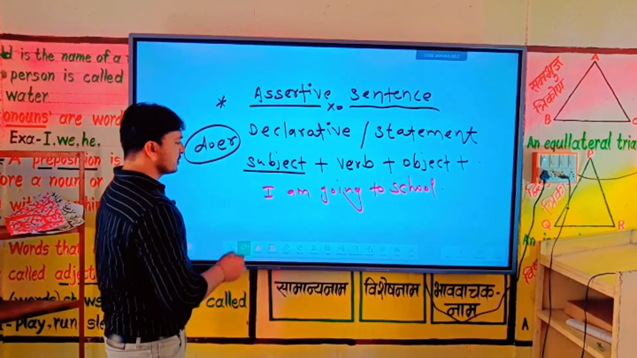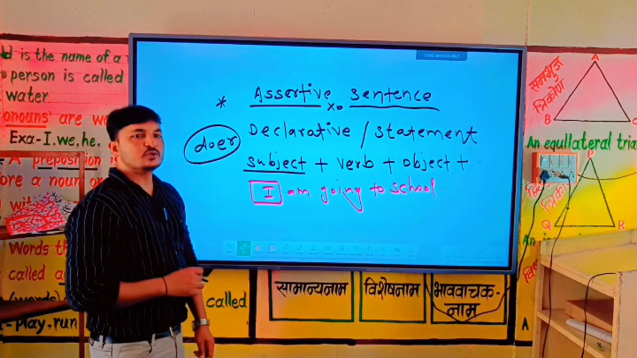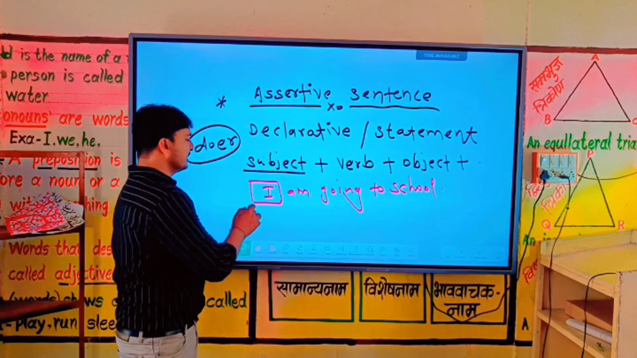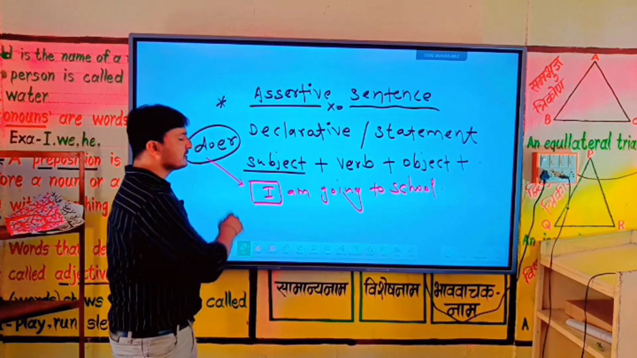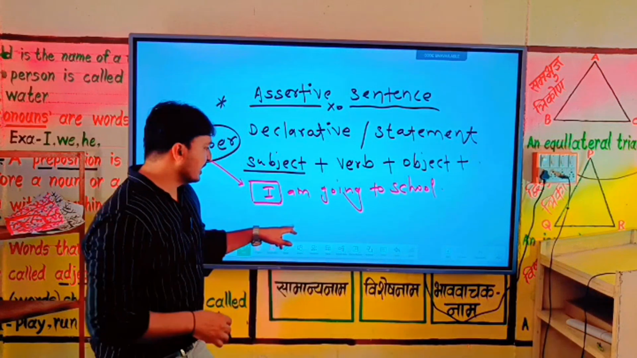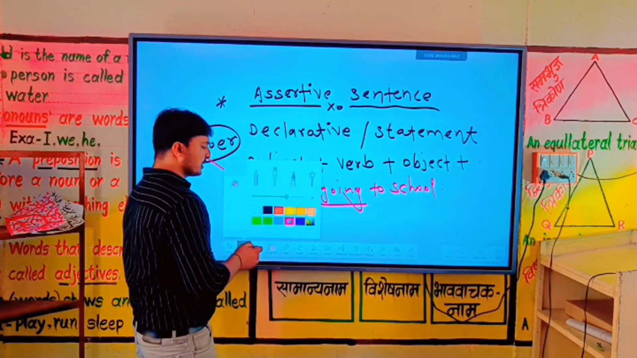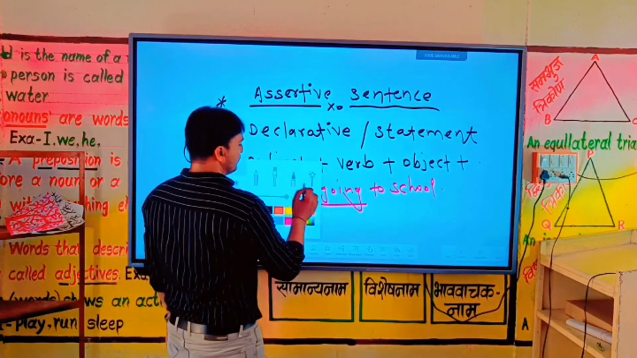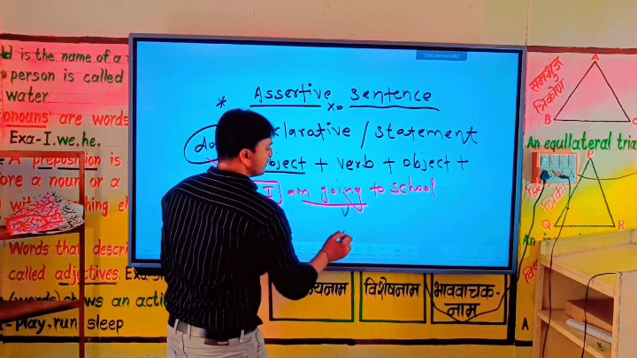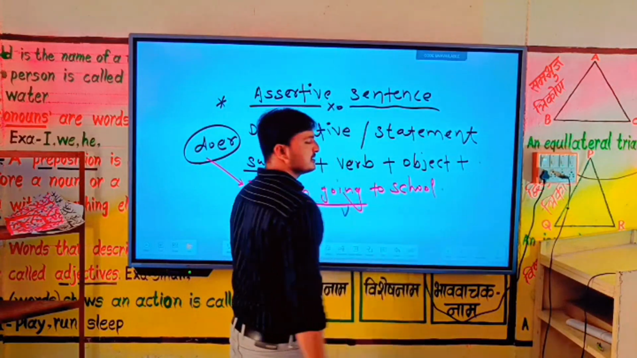Example of assertive sentence: I am going to school. What is the starting of this sentence? I. Who is going to school? I am going to school. It means that the doer of the action is I. I is the subject, the sentence starts with the subject, and this subject is followed by the verb going. And after that, at the last, there is the full stop.